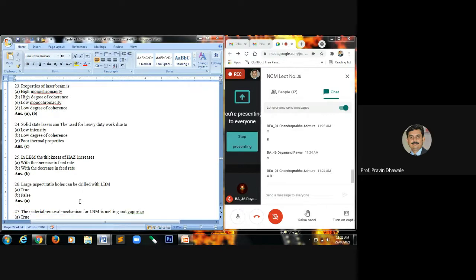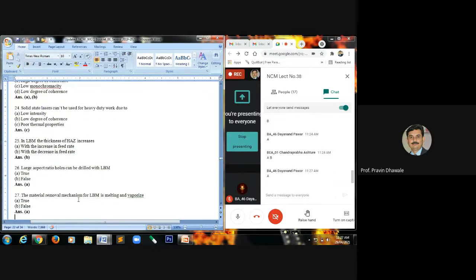It is true. The material removal mechanism for laser beam machining is melting and vaporizing. In all the thermal energy based processes, whatever the machining is to be carried out, it will be initiated by melting and followed by vaporization, depending upon the temperature that will be reached during that process and which type of material you are using for the work. This is the true answer.